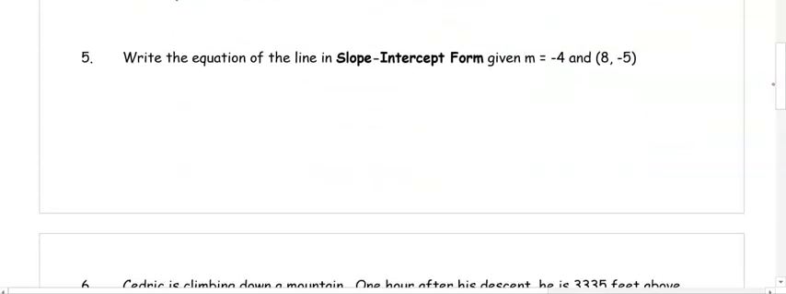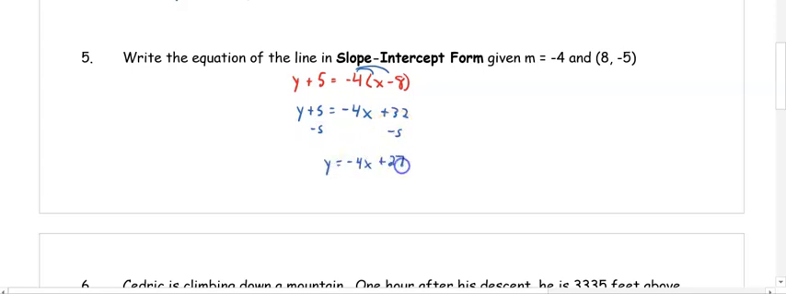In number 5, we want to write the equation in slope-intercept form, which is y equals mx plus b. But we don't have the y-intercept, so we're going to start in point slope form. y plus 5 equals negative 4 times x minus 8. Then to get into slope-intercept form, there are 2 steps. First, we distribute. y plus 5 equals negative 4x plus 32. Then move over the y-coordinate. y equals negative 4x plus 27.